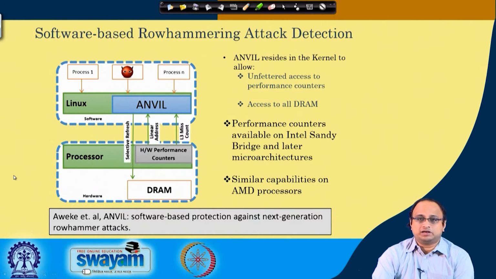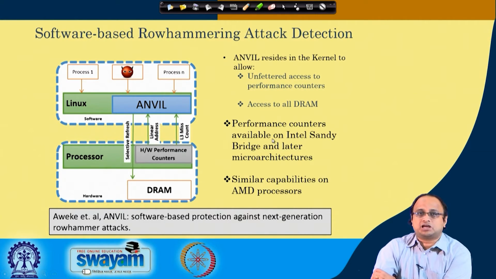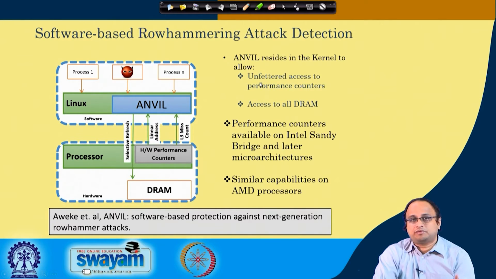One of the very popular techniques for preventing this is published in this work and is called Anvil. The idea of Anvil is that it resides in the kernel, and it is a good usage of performance counters, which we have already seen how we can perform. As I said, we can use hardware performance counters as exploits, but they can also be used for evaluations and for protection against side channel attacks. For example, performance counters are available on Intel Sandy Bridge and later microarchitectures, which can be utilized.